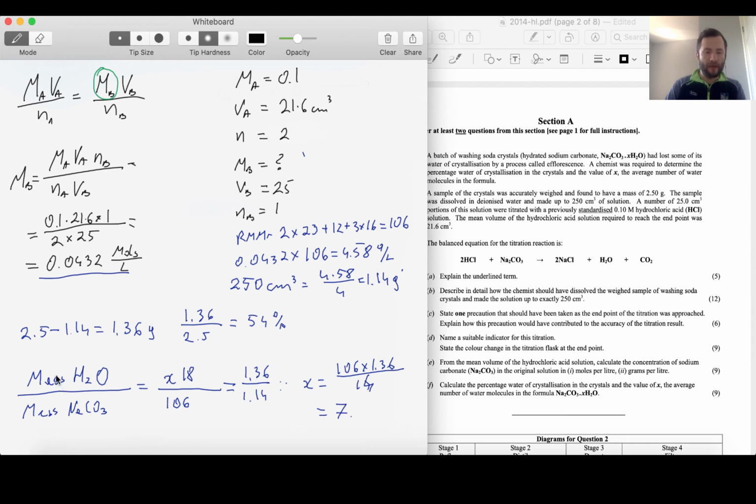And remembering that the ratio of mass of water to mass of sodium carbonate in the sample is the same as the ratio of the relative molecular masses, knowing that, I was able to calculate the number of water molecules per each molecule of sodium carbonate, and that was equal to 7.